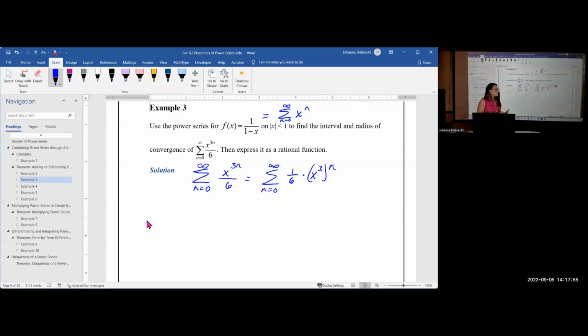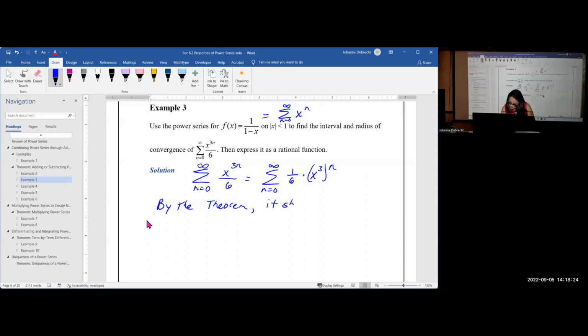Now, what am I doing? Well, this 1/6 is like that constant b that's being multiplied by the original power series. And this x to the third is like the third case where you're substituting something in. So if we have this situation, then by the theorem, we should have convergence.